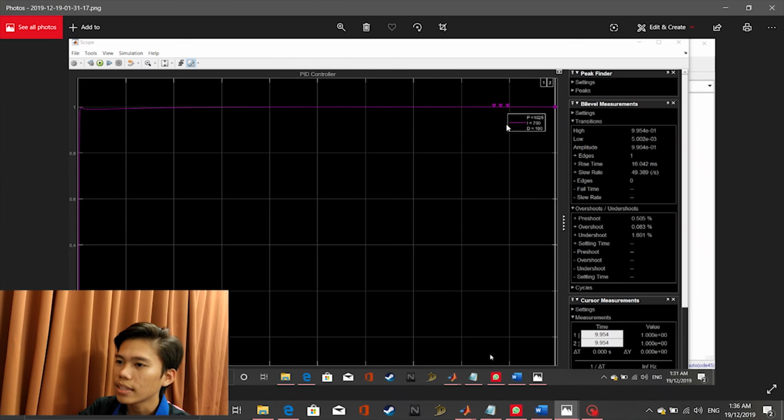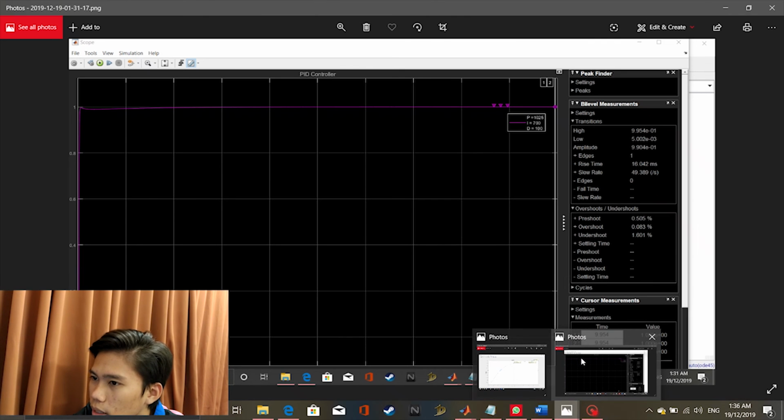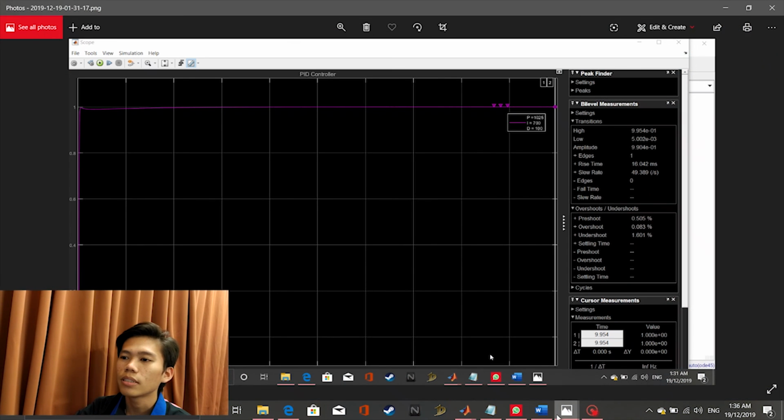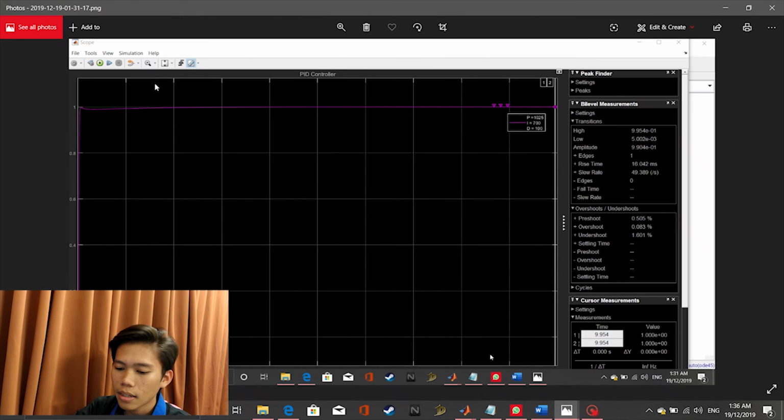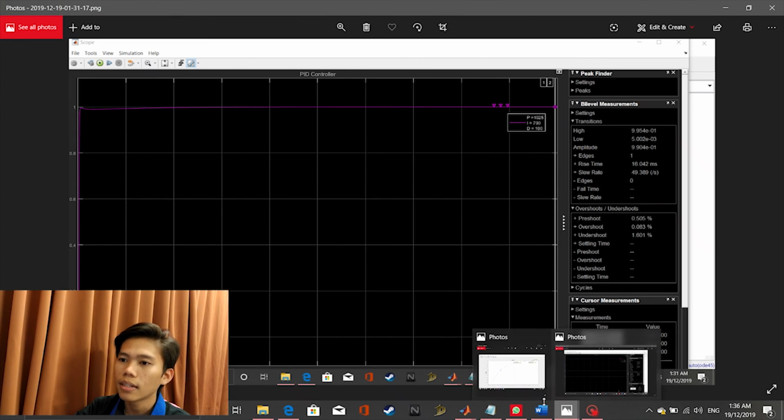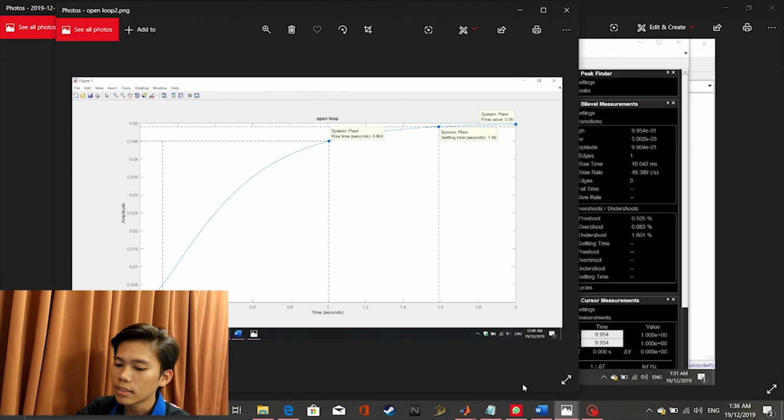So how can we show this PID controller's characteristics? We compare with the open loop circuit. So this is the open loop graph. Compared to the PID controller, it shows that the rise time in open loop is slower. Next, the final value in open loop is 0.05, which means its steady state error is 95%.